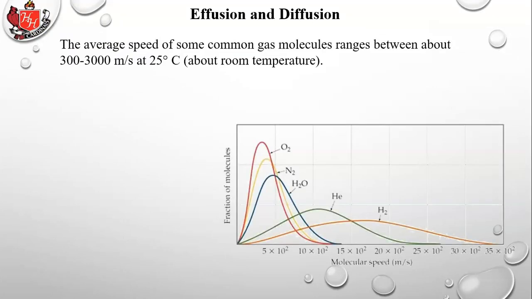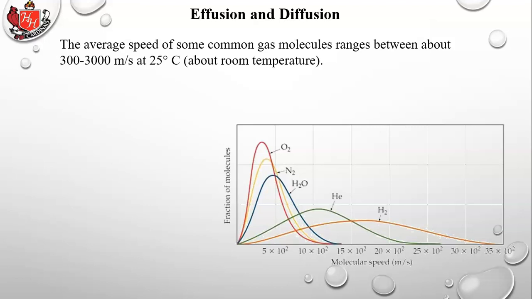So the average speed of some common gas molecules ranges between about 300 and 3,000 meters per second. Keep in mind a football field is about 100 meters long. So there you have it, and that's at 25 degrees, which is about room temperature. You can see oxygen is the heaviest of all those 5 molecules you're seeing down there.